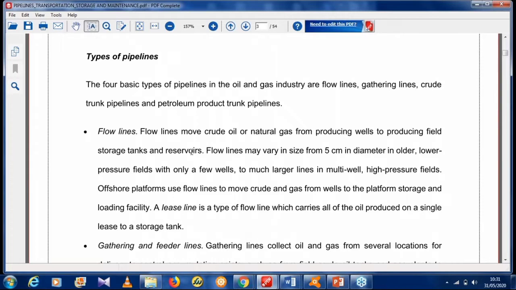All right. But under flow line, there's what we call a lead line. Now, a lead line is a type of flow line that carries all of the oil produced on a single lead to a storage tank. So that's the actual specification of what we call the lead line.